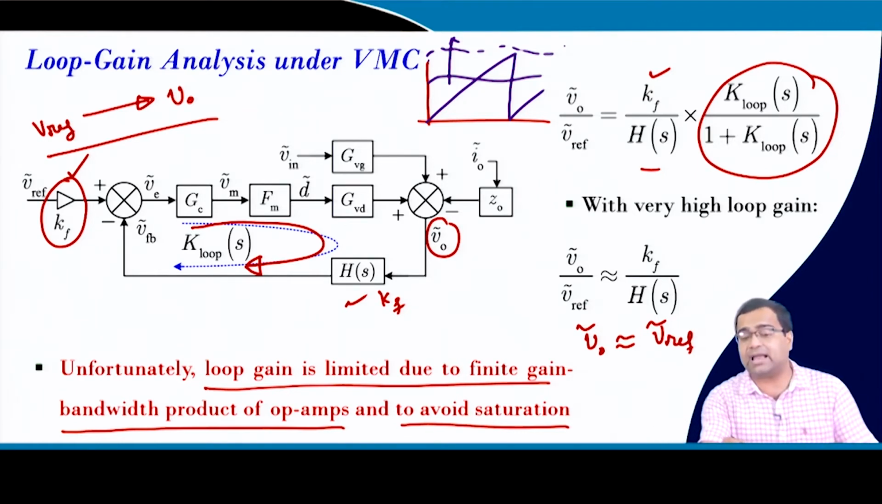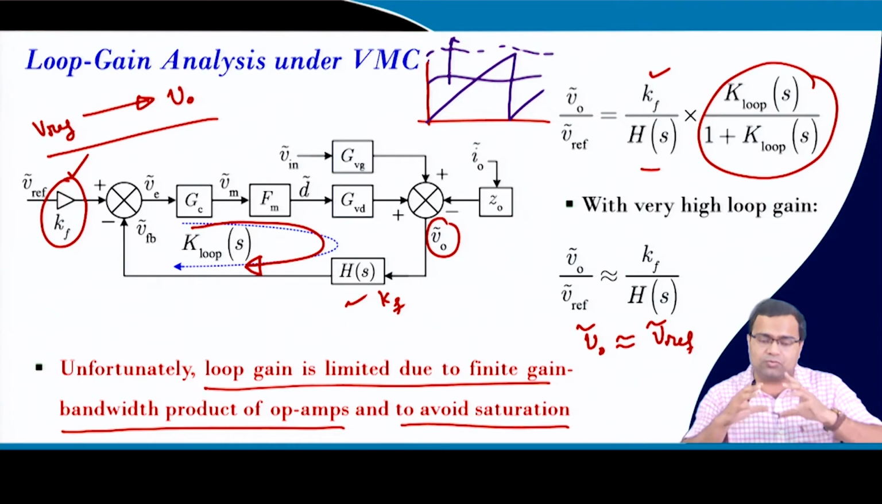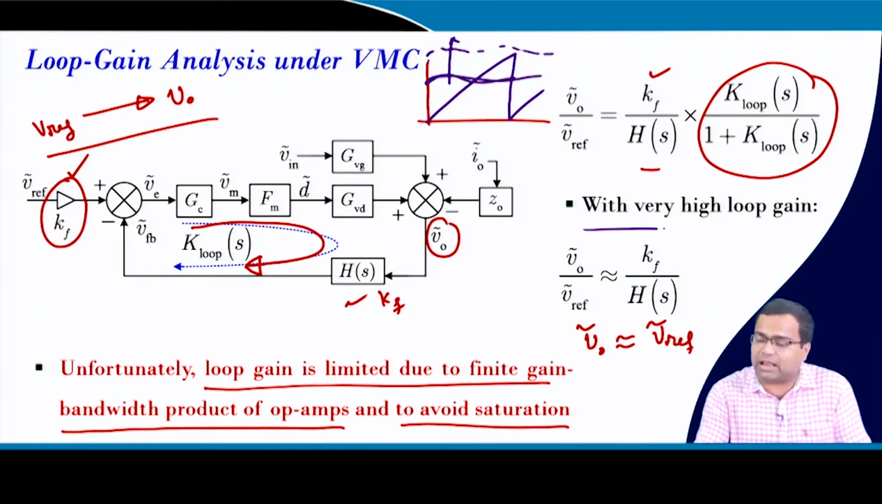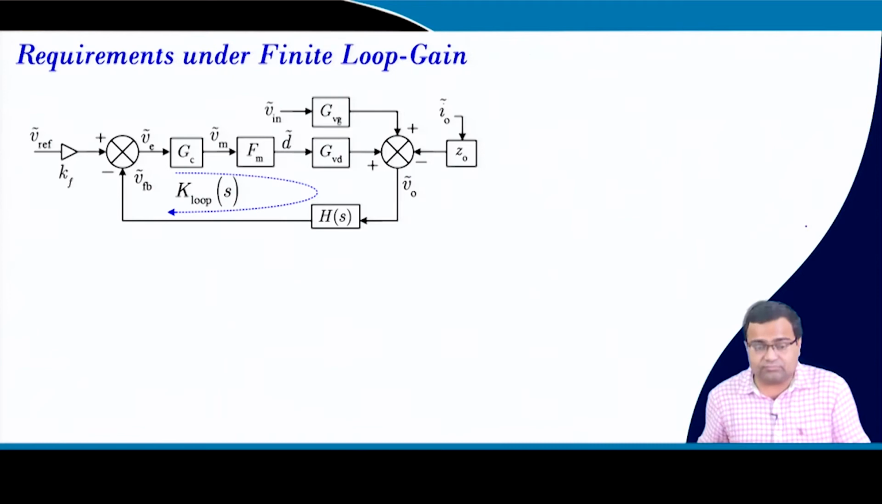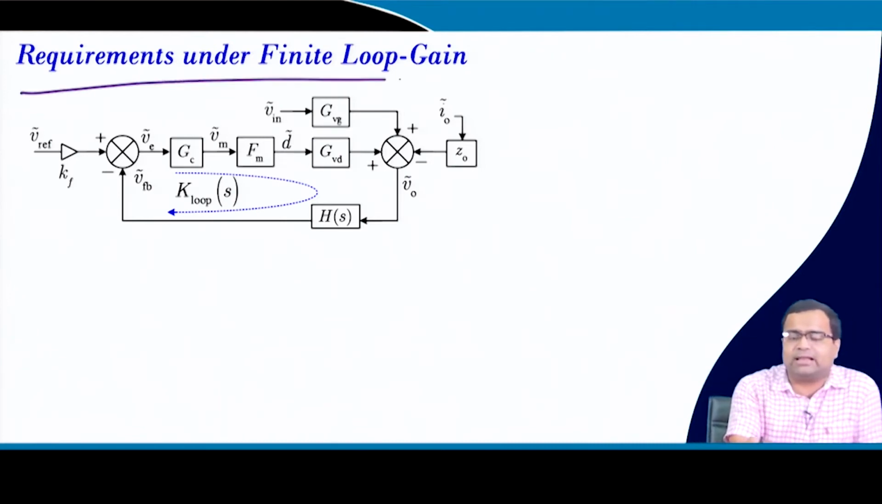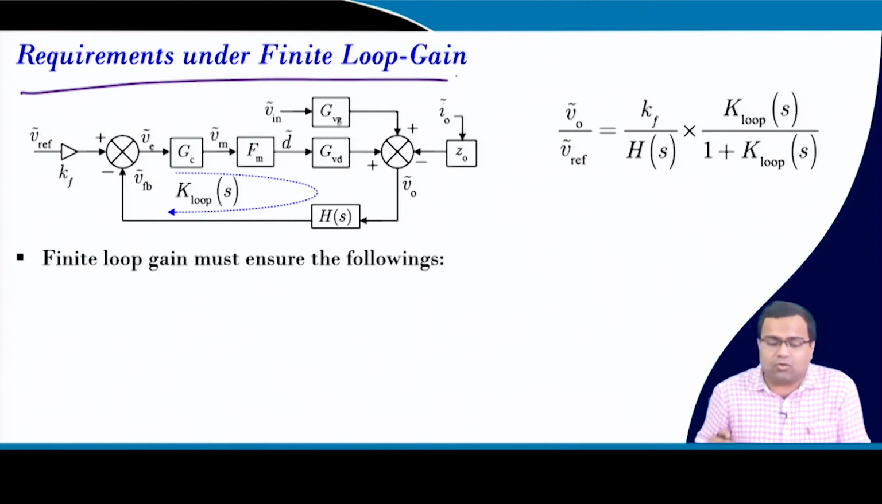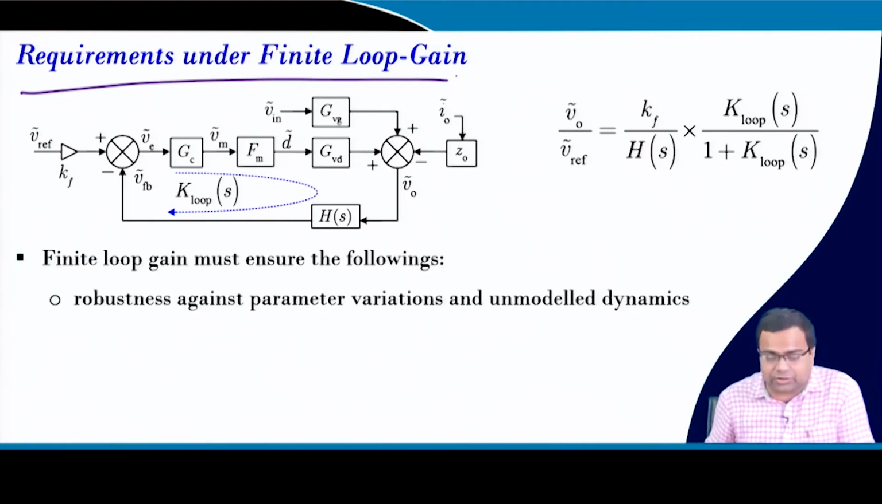Secondly, a high DC gain will saturate the op amp, and we need to avoid that, because analysis with saturation will go into nonlinear analysis, and we want to restrict the whole loop gain analysis in terms of linear transfer function. So, we want to limit within the saturation limit of the op amp. That means we cannot have a very high loop gain. Now, the requirement under finite loop gain, that we have understood. If the loop gain is finite, now what we need to ensure?